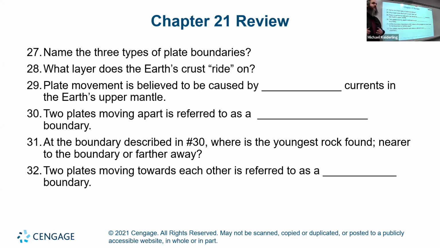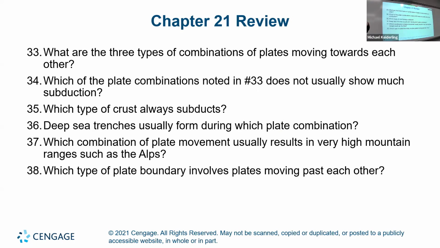Two plates moving towards each other is referred to as a convergent boundary. The three types or combinations of plates moving towards each other are the oceanic-oceanic convergence, where two oceanic plates converge, oceanic-continental convergence, where an oceanic and a continental plate converge, and continental convergence, where two continental plates converge. And the one that doesn't show much subduction is the continental convergence.